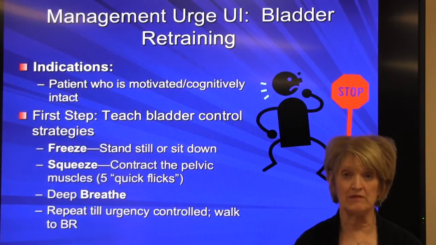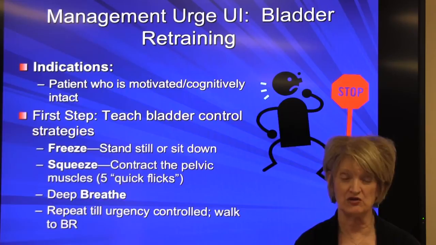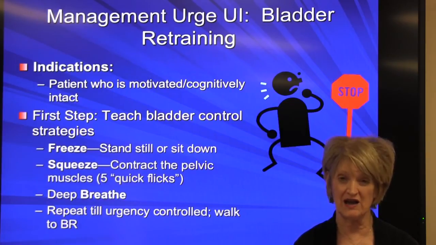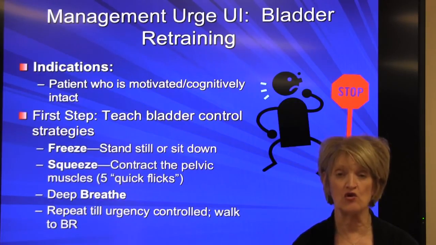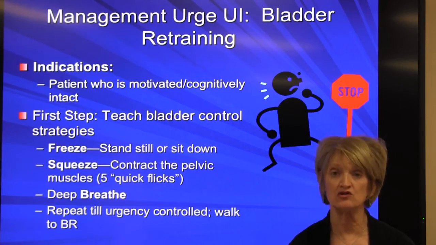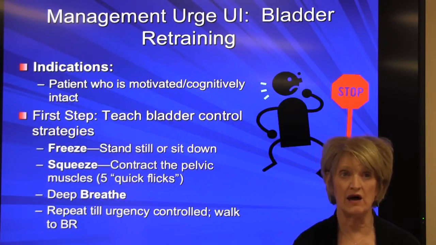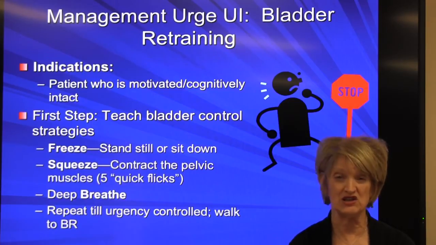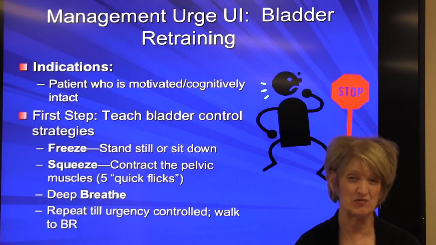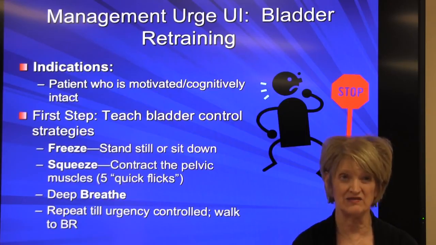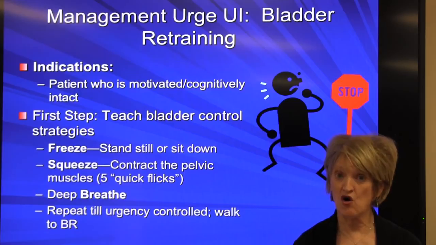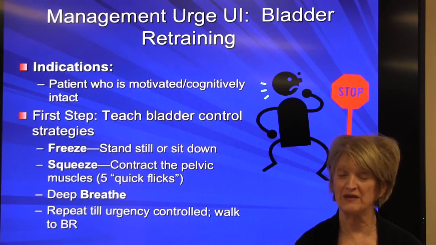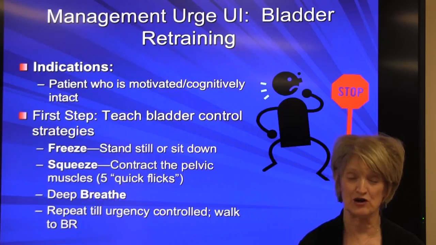The primary behavioral intervention for a patient with overactive bladder and urge incontinence is known as bladder retraining. And the whole goal here is to restore normal voiding patterns or close to normal voiding patterns. Now, in terms of indications, the patient has to be motivated. It's not an easy program, and they have to be cognitively intact. It's a simple program, but it's hard because it makes you do something that is counterintuitive, and we'll talk about that in just a minute.